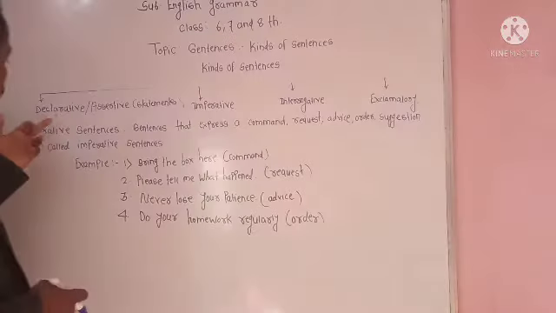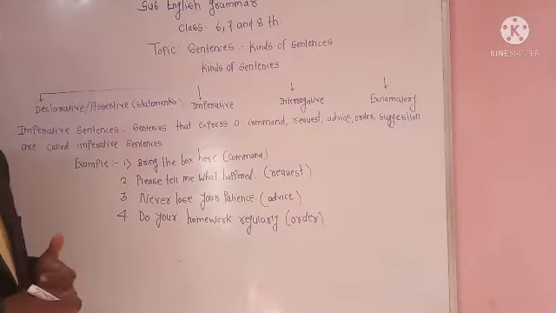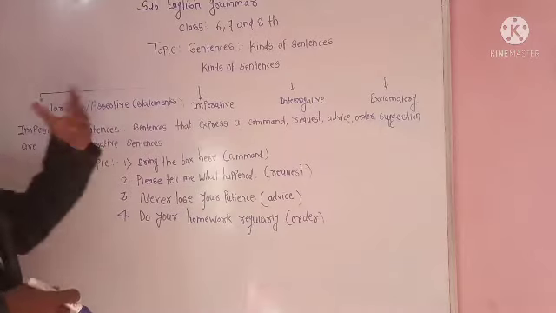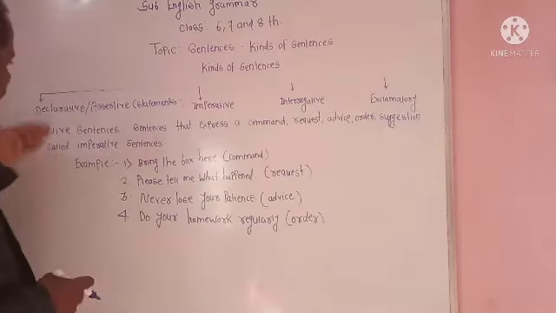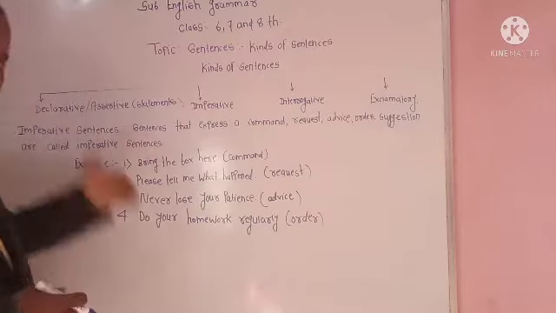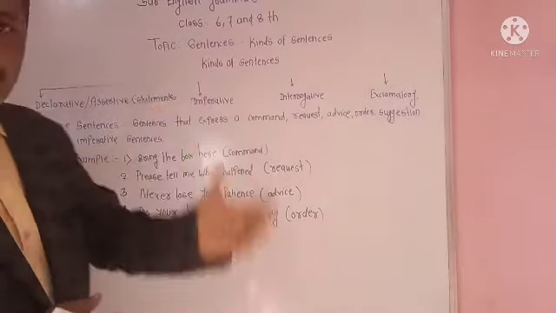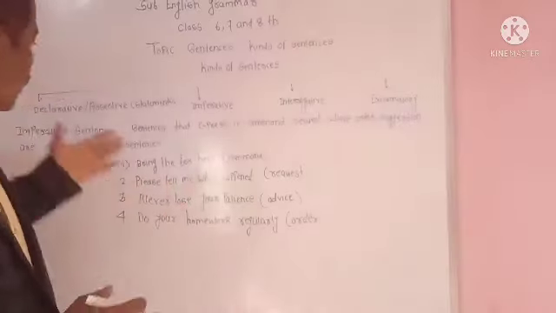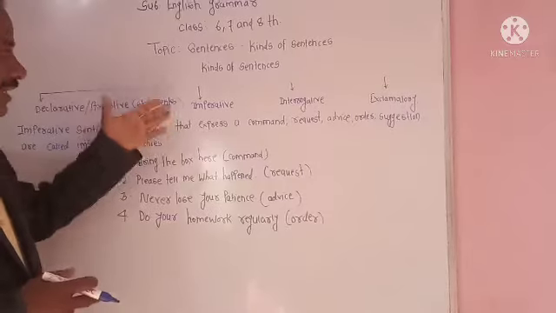Students, declarative sentences are of two types. The first one is affirmative and the next one is negative. If the statement is positive, then we can call it an assertive sentence. If the statement is negative, then we can call it a negative statement or negative sentence.